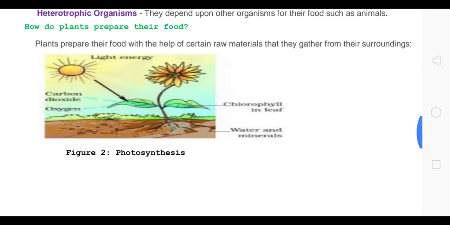So based on the mode of nutrition, we already saw there are two types in plants: autotrophic and heterotrophic. Autotrophic means they can prepare their food by themselves, such as plants. A plant cannot go anywhere and ask animals for food; it can prepare its own food. But heterotrophic means they depend upon other organisms.